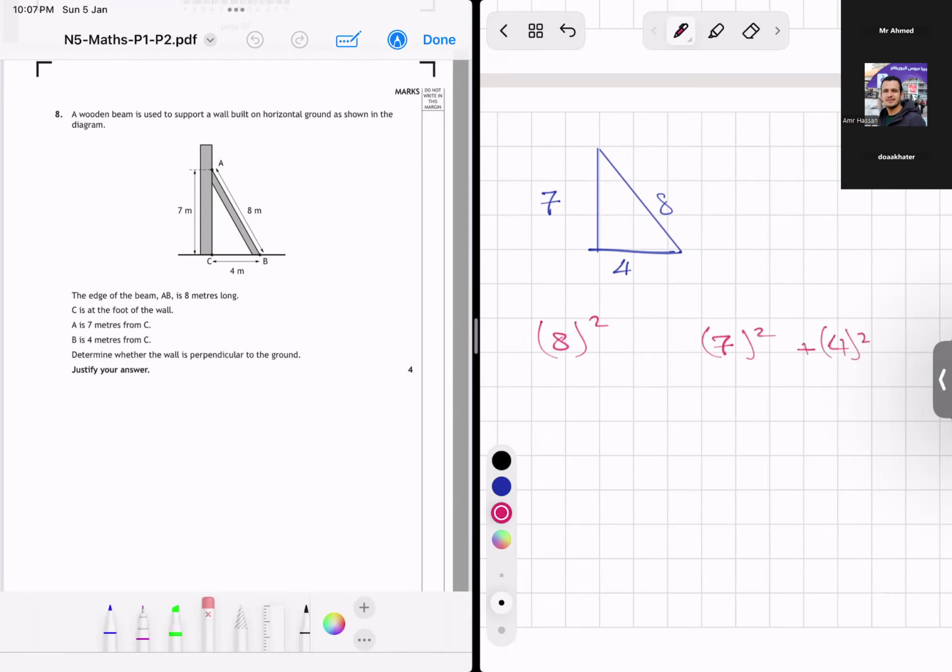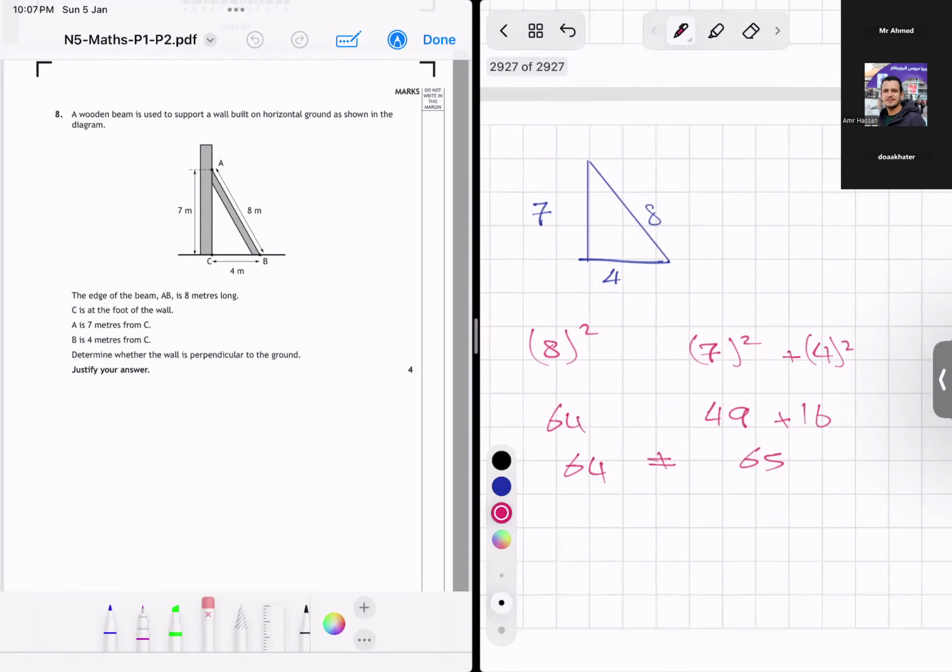Sixty-four equals 49 plus 16. Okay. So this one is 65. This one is 64. I don't think so. Right? Yeah. So you have to write the unequal. Right? Yeah.